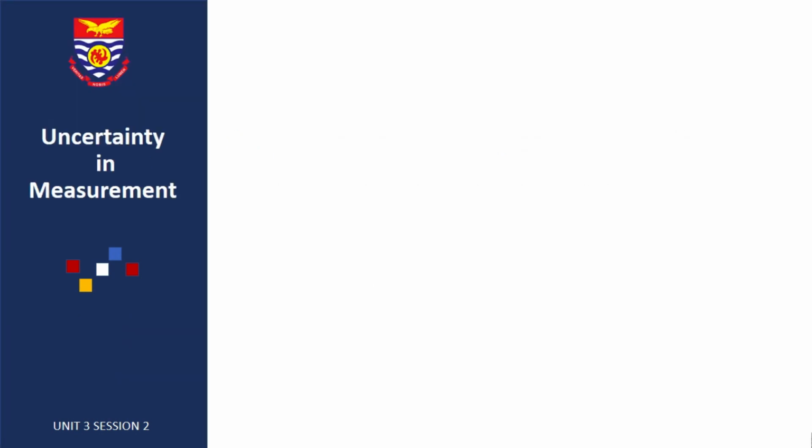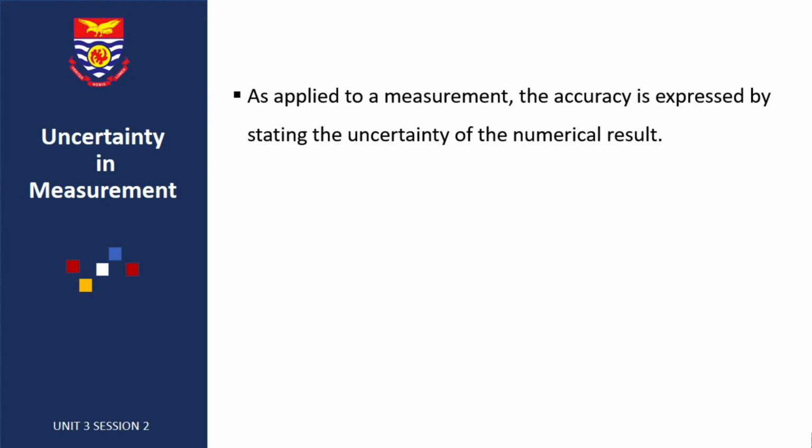So let's look at uncertainty in measurement. Whenever we talk about uncertainty in measurement, we are talking about the accuracy as well as the preciseness of a measurement. And in physics, anytime we talk about accuracy or precision, we are talking about the reliability of a measurement that has been made. As applied to measurement, the accuracy is expressed by stating the uncertainty of the numerical result.